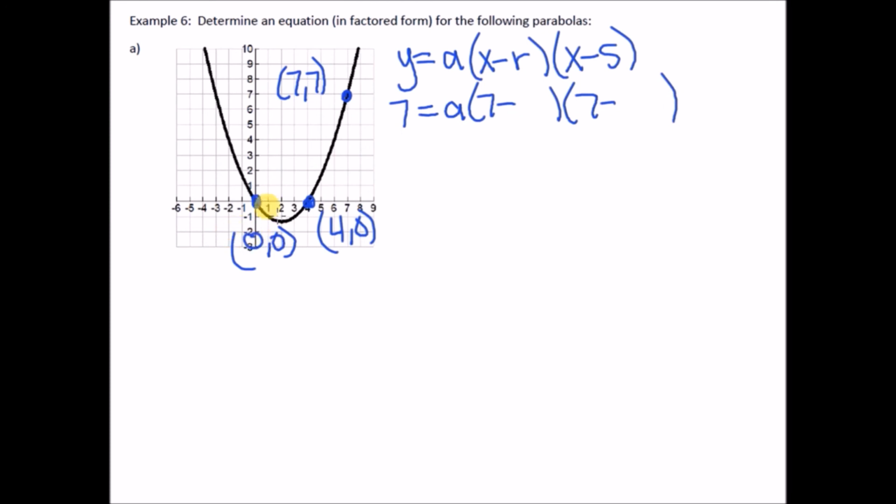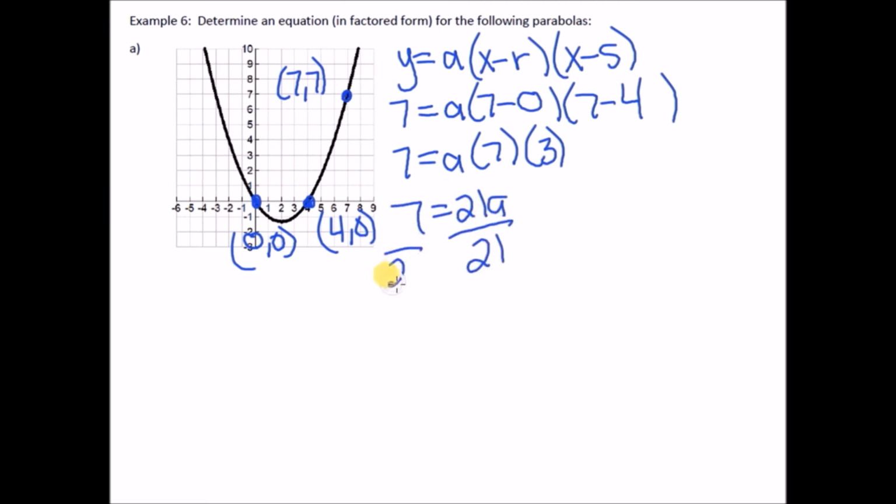Okay. And then 1, 0 is 0, and then 1, 0 is 4. And let's solve for a. 7 equals, this is 7, this is 3, this is 21a. And when we divide both sides by 21, we get a equals 1/3. Okay, which is positive, and this is a compression by a third.